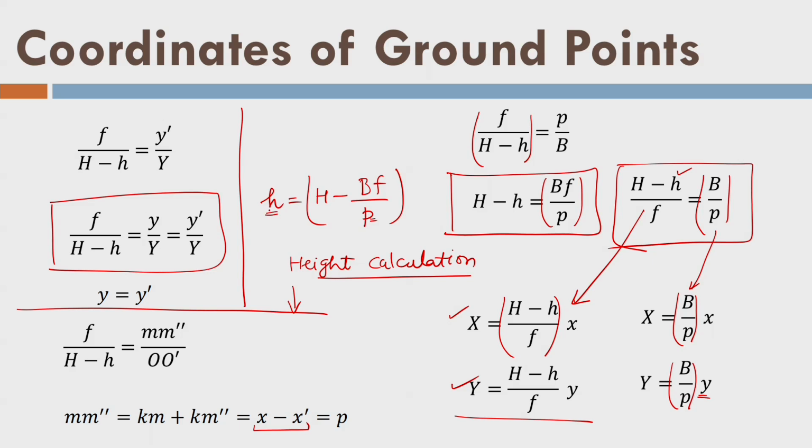So once I know the height of the point, knowing that this is my parallax, this is the focal length, and this is B. B is called the air base, the distance between two successive exposures of the camera. It is called air base, or sometimes it is called the base also, or base distance also. In some of the books you will find distance of base, base distance, base, air base, like that.